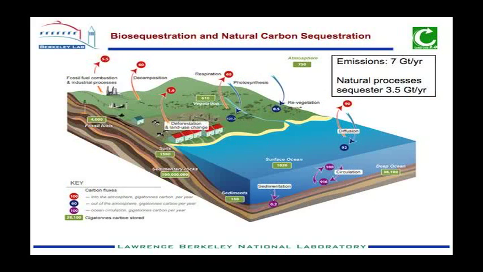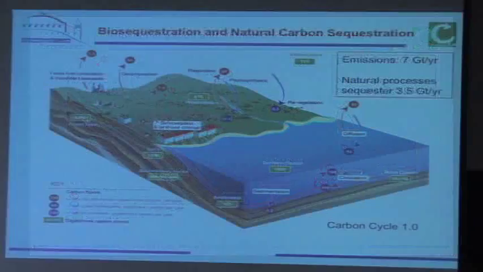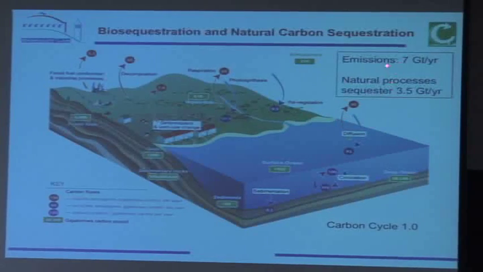Okay, I'm going to finish up with a couple of slides here on carbon cycle 1.0, the actual carbon cycle. One of the themes of the biosequestration work is taking care of the Earth's natural carbon sequestration processes. Overall, the anthropogenic emissions of CO2 into the atmosphere in terms of carbon is about 7 gigatons per year. You have to multiply that number by 44 divided by 12 in order to get CO2 in gigatons per year. Natural processes sequester about half of it.